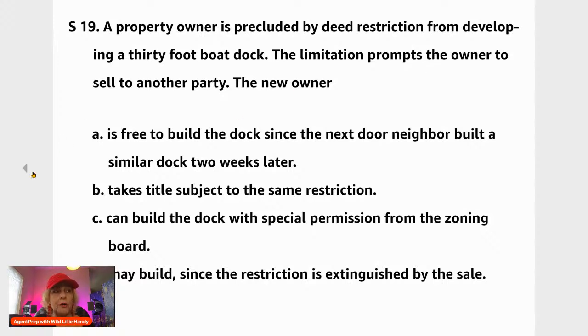However, the new owner has now what? Can they do whatever they want, or do they have to follow the same restrictions? Awesome, y'all. Yes, takes title subject to the same restrictions. Restrictions don't change because there's a new owner.